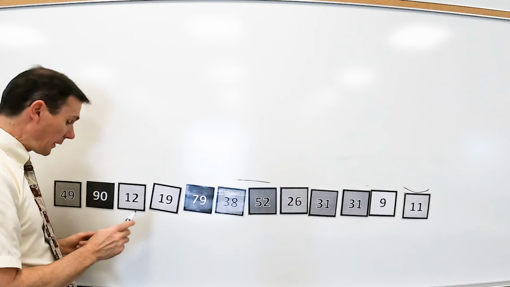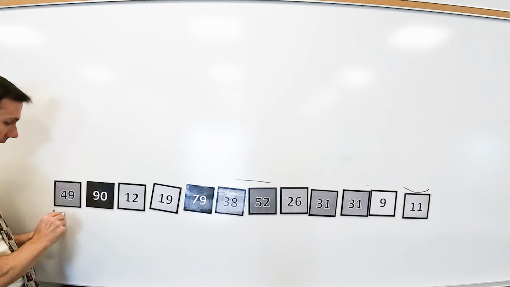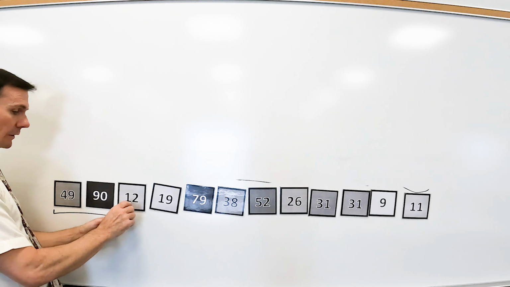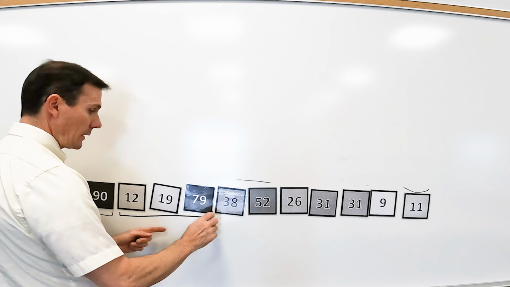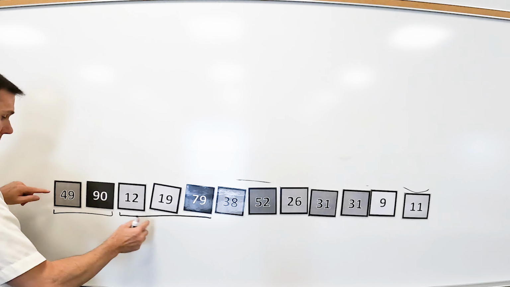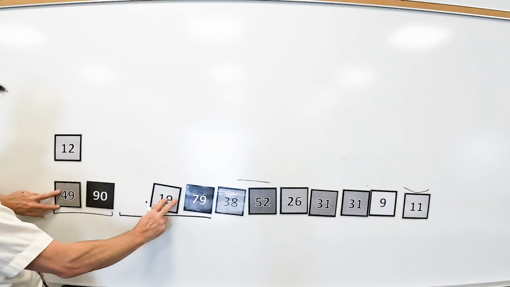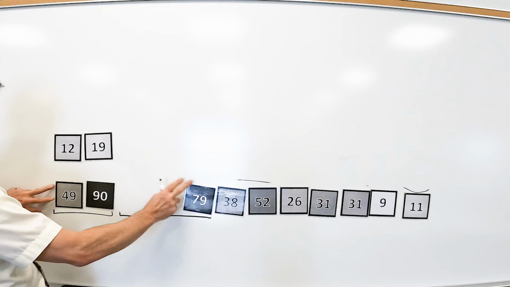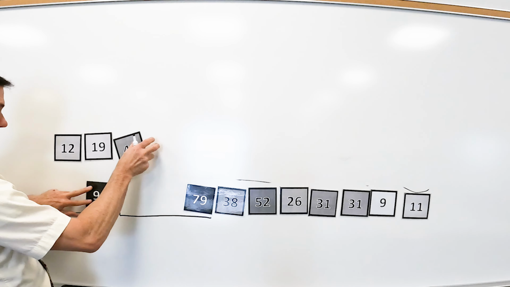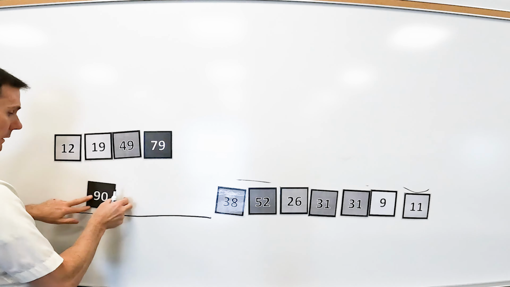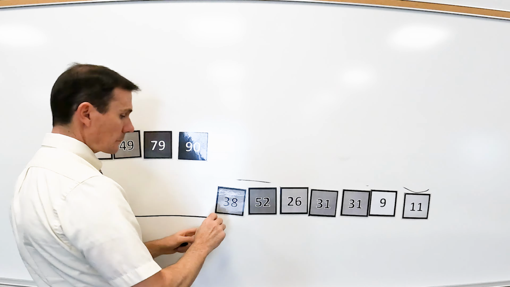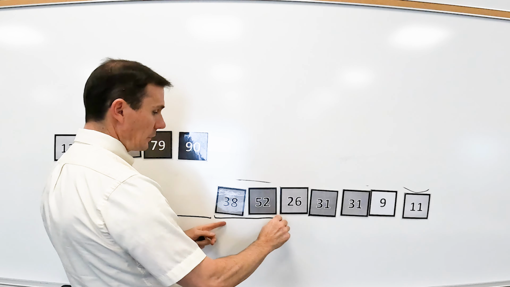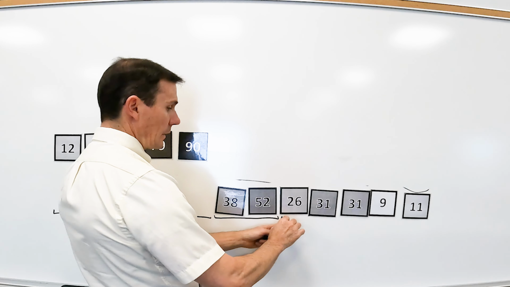I'm looking for a sorted sublist. 49 and 90 is a sublist. 12, 19, 79 is a sublist that's sorted. Smaller of the two, smaller of the two, smaller of the two, smaller of the two. And then this one. 38 to 52 is a sublist that's sorted.